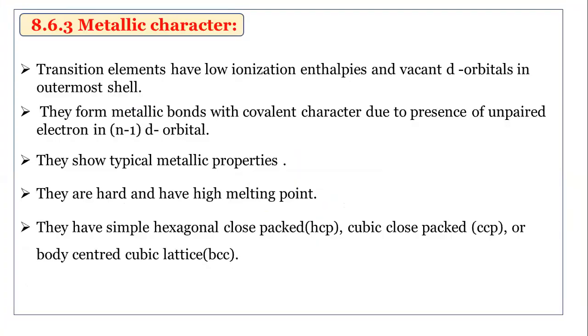When I come to the metallic character, all these d block elements generally show metallic character, because they have unpaired electrons. Unpaired electrons means they will form covalent bonds. These covalent bonds are the metallic bonds. So this part is already discussed.